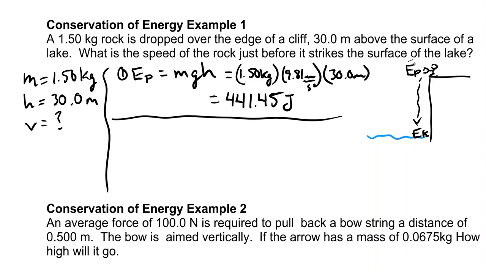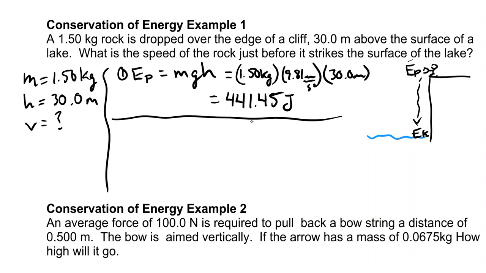Now, that's the potential energy that we start with, right? So if we start with 441 joules, how much are we going to end with? 441 joules, because you can't gain or lose any energy. It's got to stay constant. That's what it means by conserving energy.